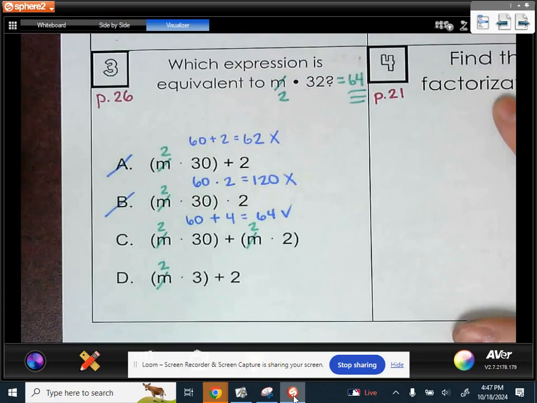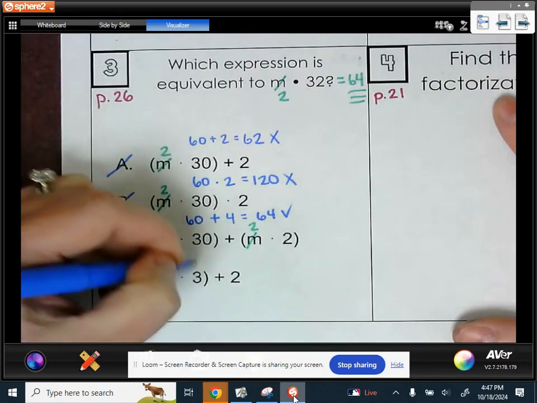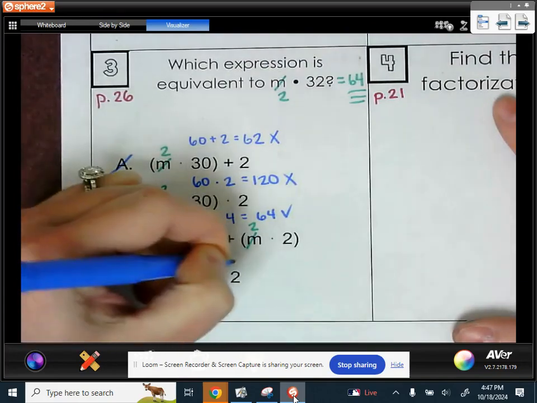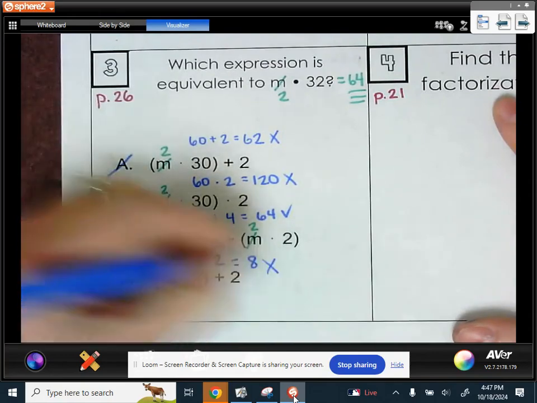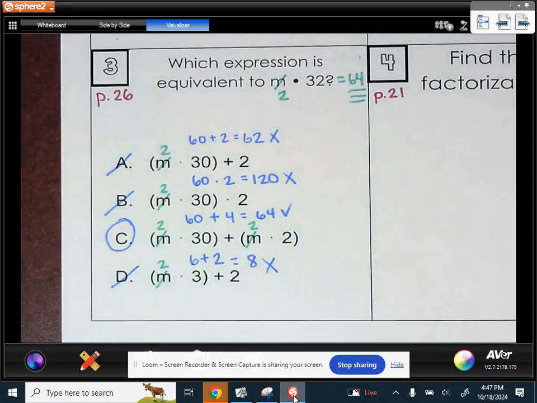But we always want to double check by testing all of them. So 2 times 3 is 6. 6 plus 2 is 8. And nope, that's not even close. So the only one that came out equivalent was C.